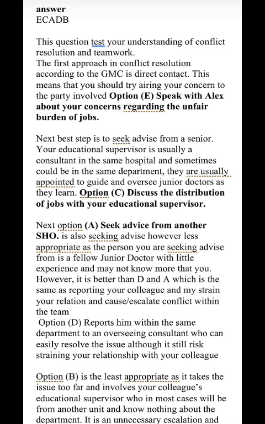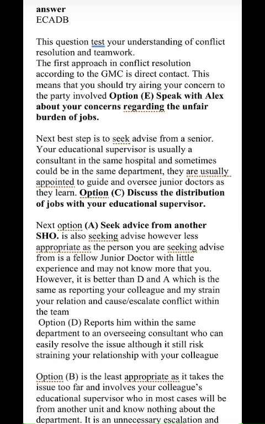Option D is the next best answer. Report him within the same department to an overseeing consultant who can easily resolve the issue, although it risks straining your relationship with your colleague. The reason why this ranks lower than discussing with a fellow SHO and discussing with your educational supervisor is because it can be seen as reporting your colleague, and this might strain your working relationship with Alex.